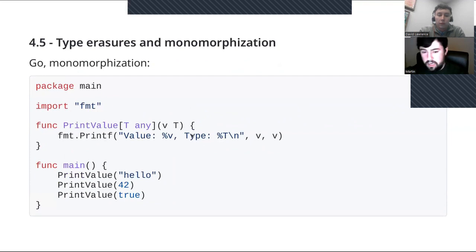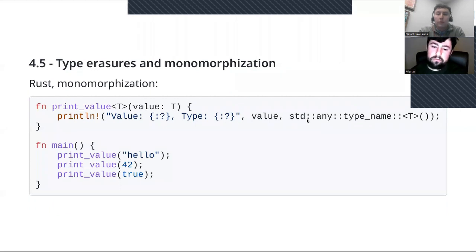We could just say print the type of this variable, because Go will retain type information. Rust will try to remove all the type information, but we can ask for it to retain that with specific traits like standard any.